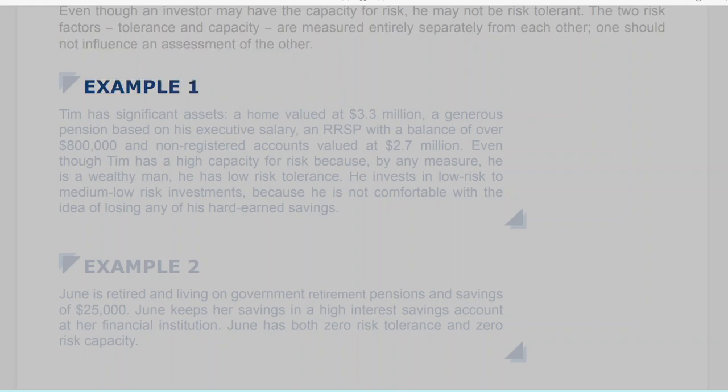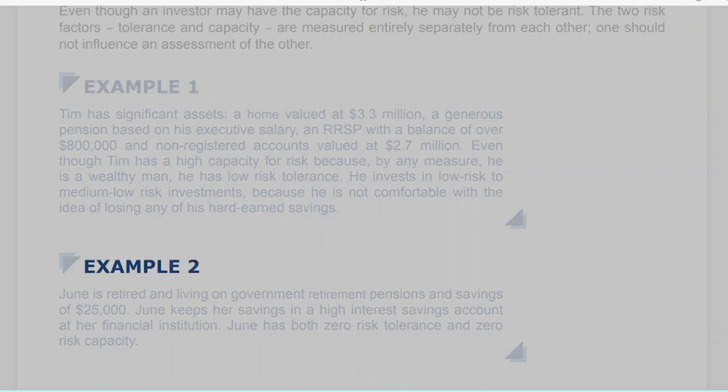Example 1. Tim has significant assets: a home valued at $3.3 million, a generous pension based on his executive salary, an RRSP with a balance of over $800,000 and non-registered accounts valued at $2.7 million. Even though Tim has a high capacity for risk because, by any measure, he is a wealthy man, he has low risk tolerance. He invests in low risk to medium low risk investments because he is not comfortable with the idea of losing any of his hard-earned savings.